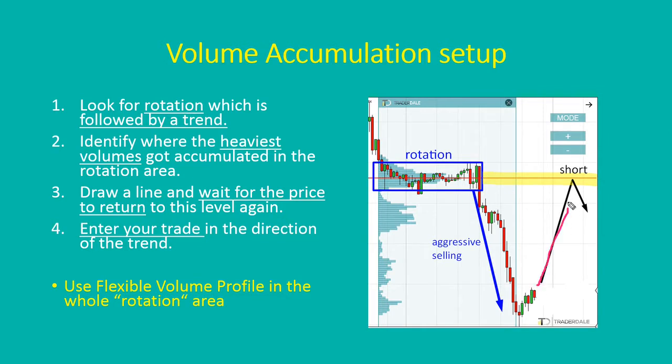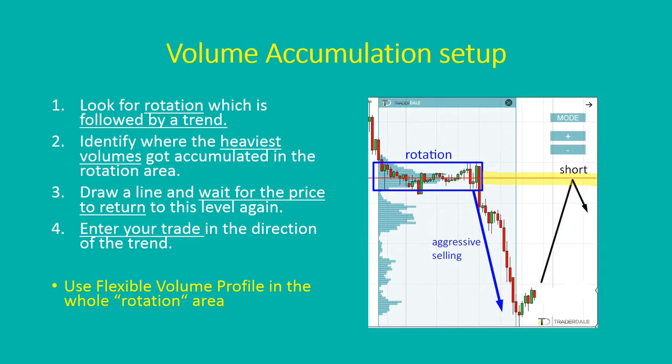And when the price returns to the level again, to the place where the heavy volumes got accumulated, the reason there's a reaction is that those sellers are defending their selling positions and they are trying to push the price downwards aggressively to protect their positions. Alright, this is reason number one. Sellers protecting their positions. Or if it was an uptrend, then it would be buyers protecting their positions.